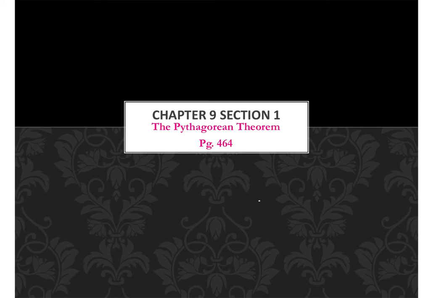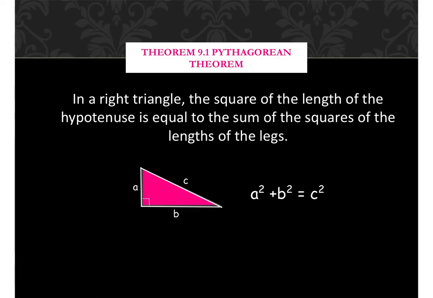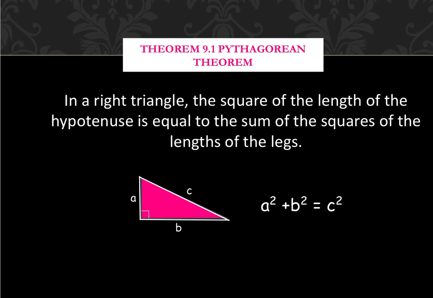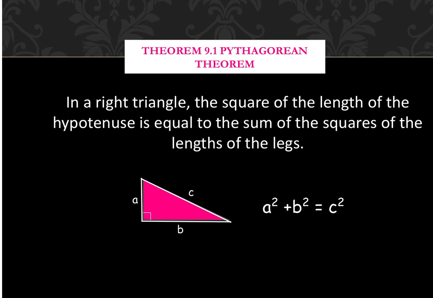Okay. Chapter 9, Section 1, the Pythagorean Theorem, okay? And yes, it sounds way fancier than it actually is. Theorem 9.1. This is our first theorem. It involves the Pythagorean Theorem. In a right triangle, you need to underline, highlight, do something to exaggerate the fact that it says in a right triangle. The Pythagorean theorem does not apply to any other triangle other than a right triangle.